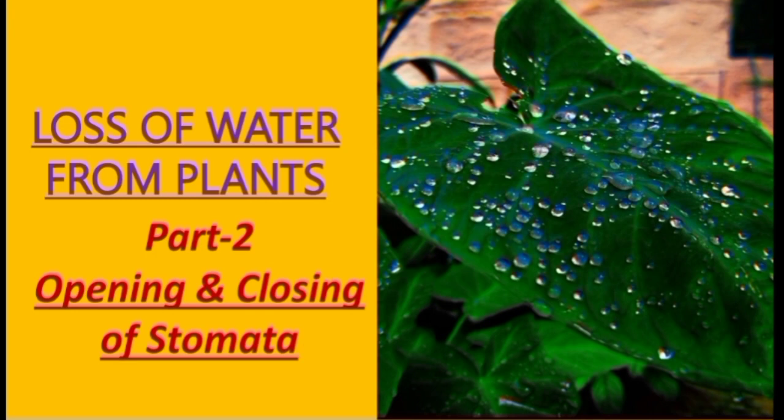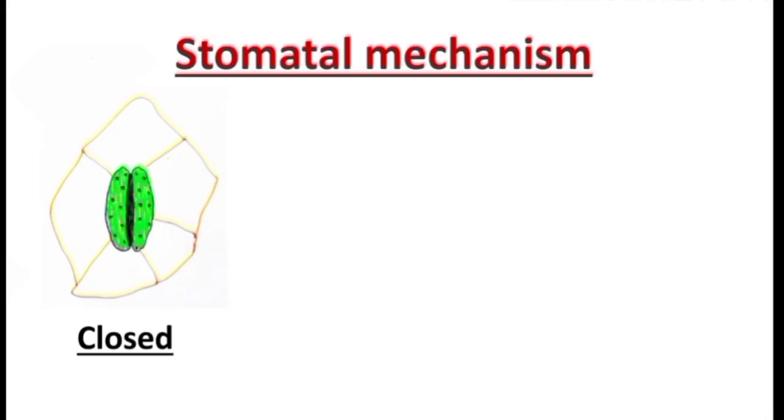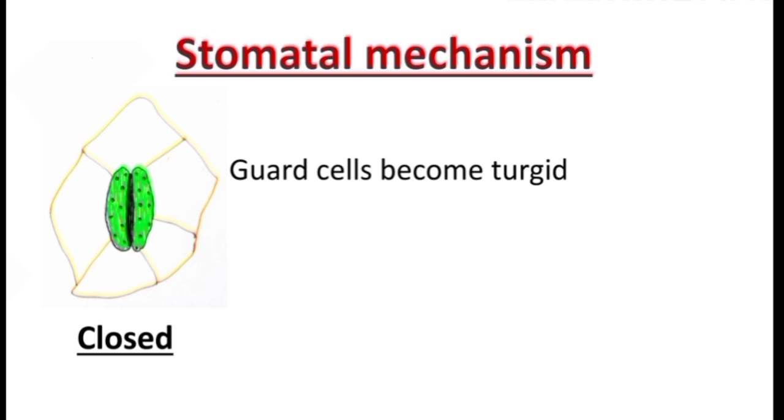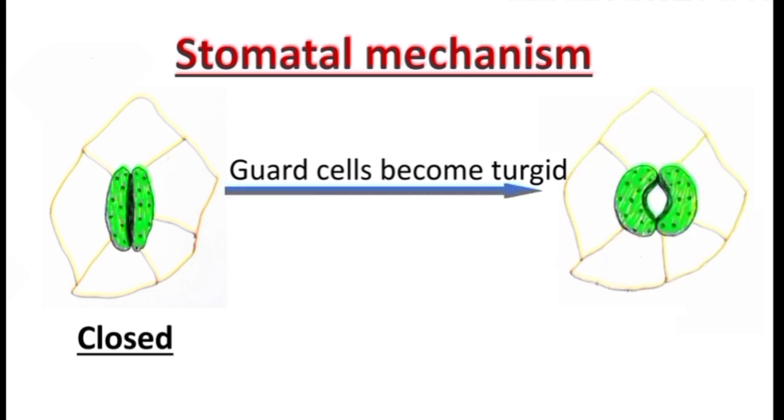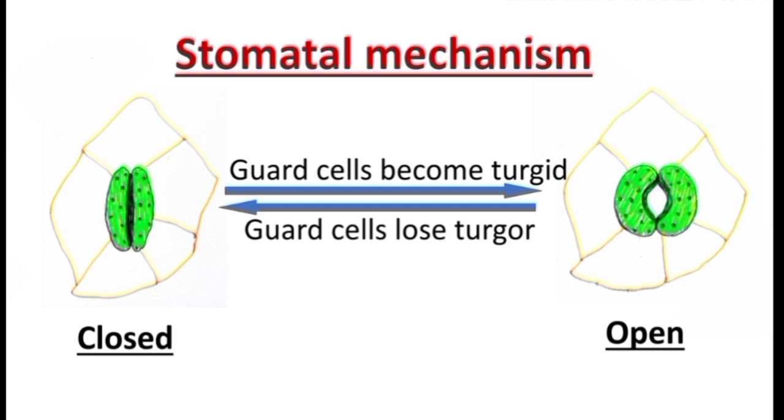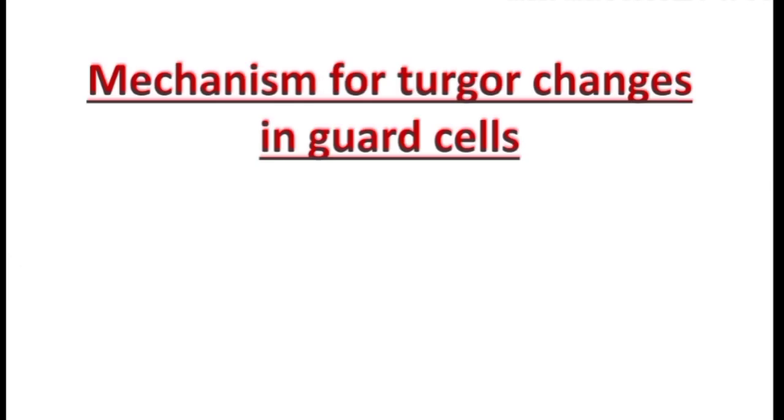Stomata are small pores surrounded by guard cells. When water enters the guard cell, they become turgid and the stomata open. But when water comes out of the guard cells through exosmosis, the guard cells lose their turgor and become flaccid. This leads to stomatal closure. Now, what are the mechanisms for the turgor changes in the guard cells that actually lead to the opening and closing of stomata?